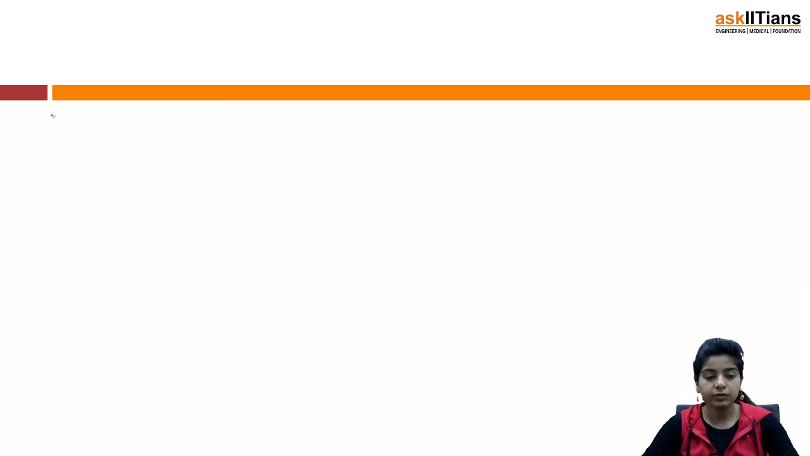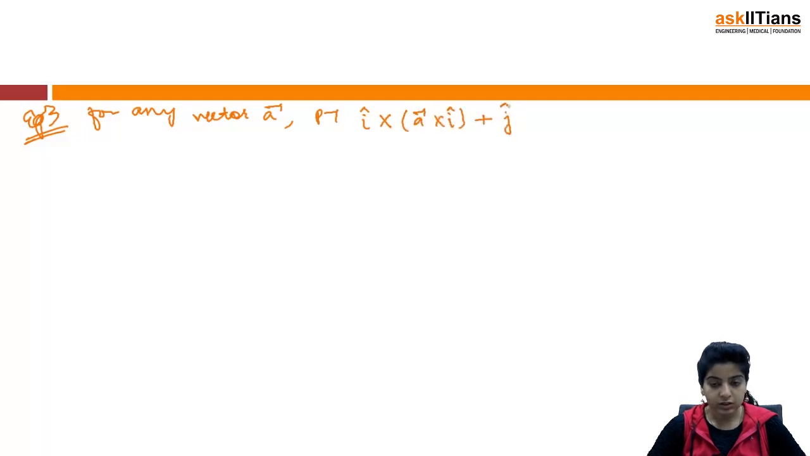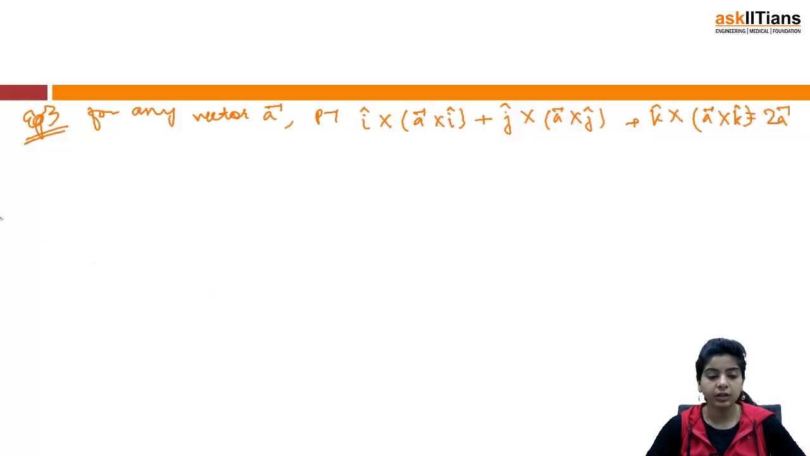Let me take any question, say example 3. For any vector A, prove that A cross I plus J cross A cross J plus K cross A cross K is equal to twice of vector A. Let us solve this question.